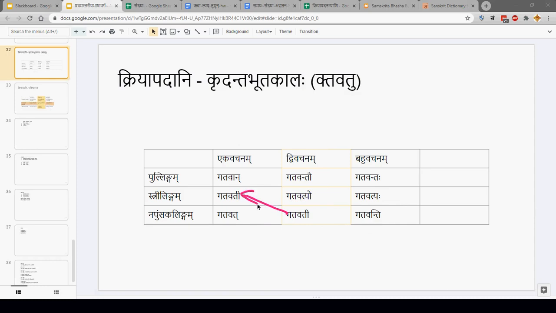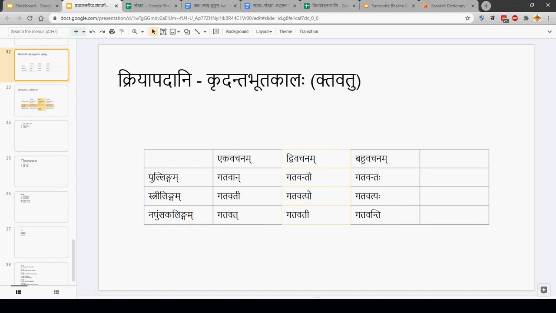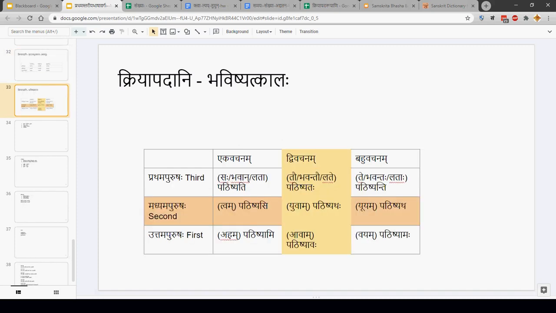But if you just know these forms are similar, sometimes it may be confusing. So you have to look at the subject word also. What is the subject word? Singular, dual or plural. So this Gatavan, Gatavantah, we have seen from before.